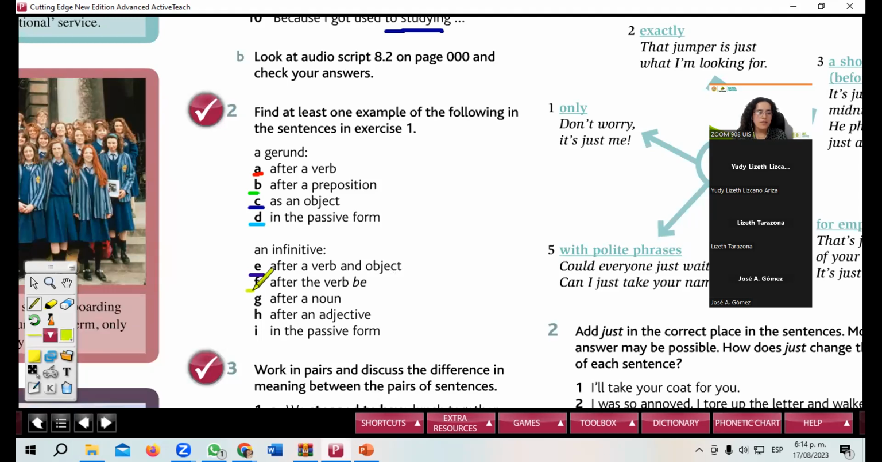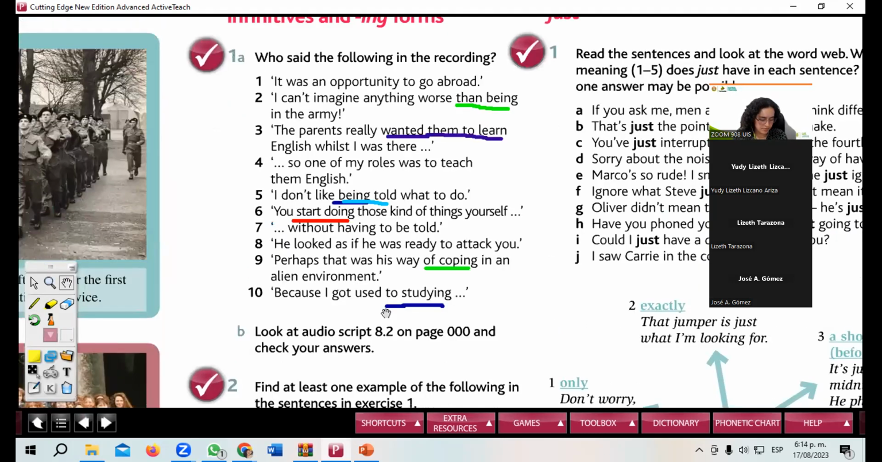An infinitive after the verb to be. Let's see. He looked as if he was ready to attack. No, the verb, this is an adjective, okay? So in this case, is number 4.